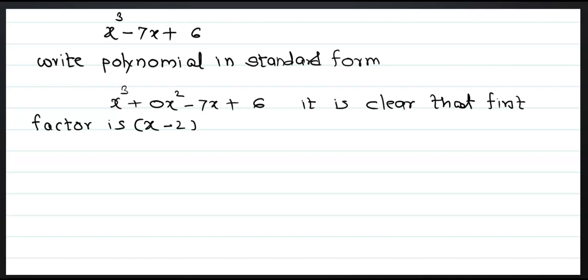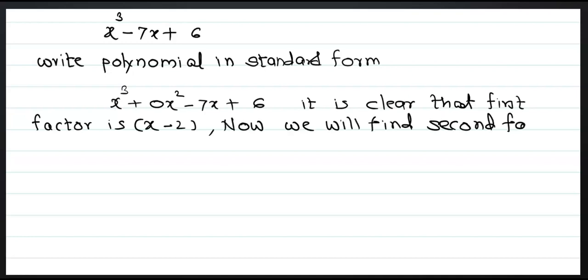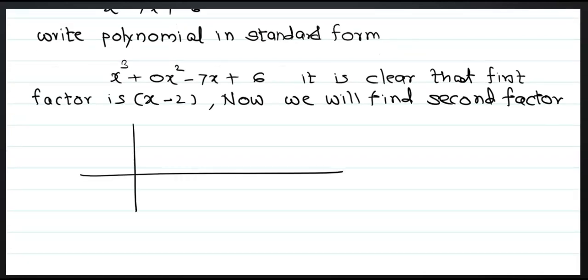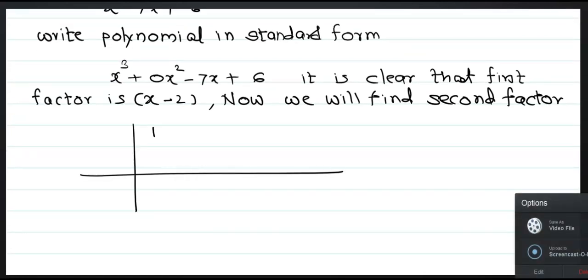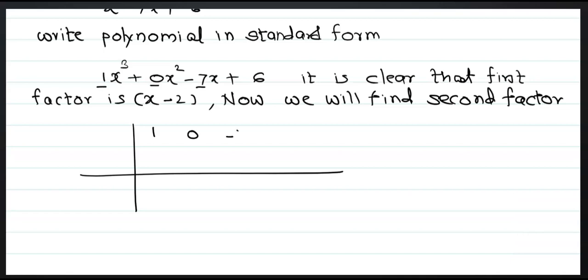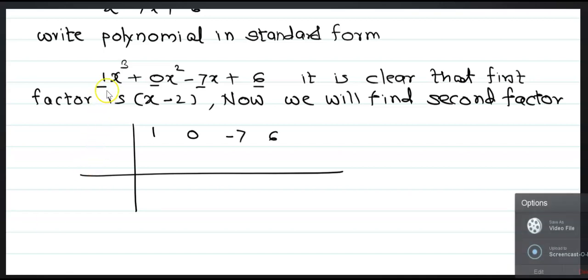It's clear that the first factor is x minus 2. And now we'll find the second factor for this polynomial. x minus 2 is the first factor. For the second factor, write in the coefficient form. The coefficient of x cube is 1, the coefficient of x square is 0, the coefficient of x is minus 7, and the constant is 6.